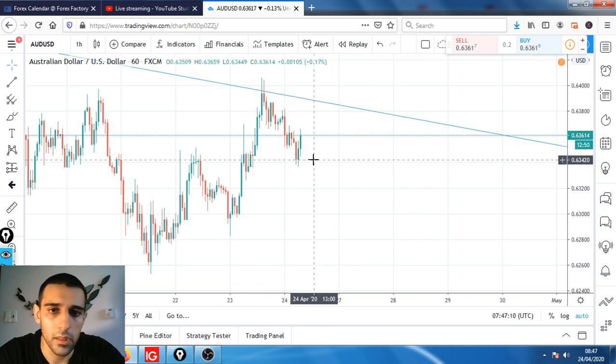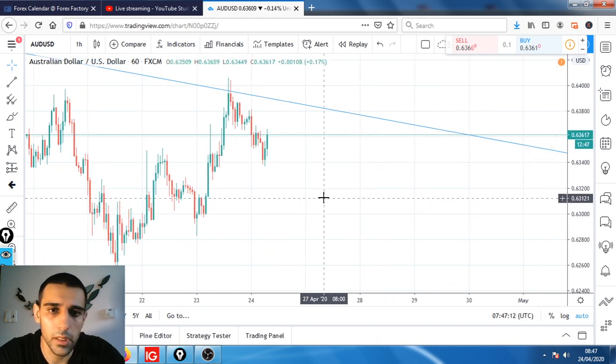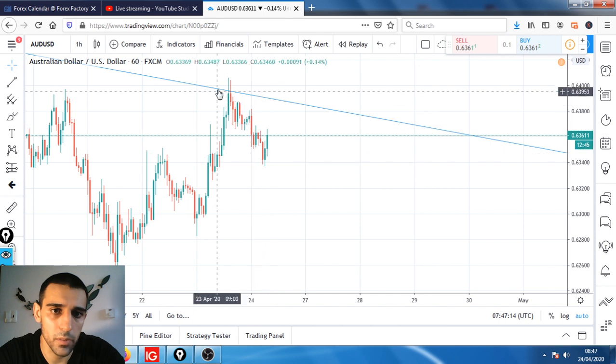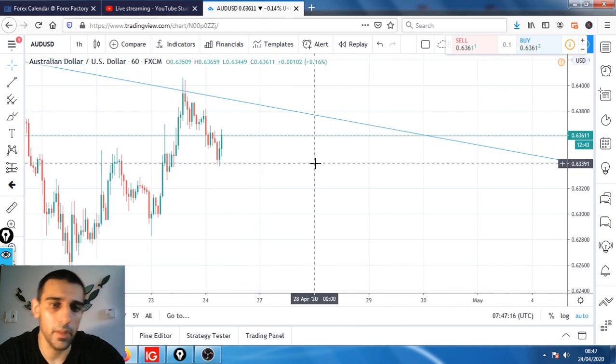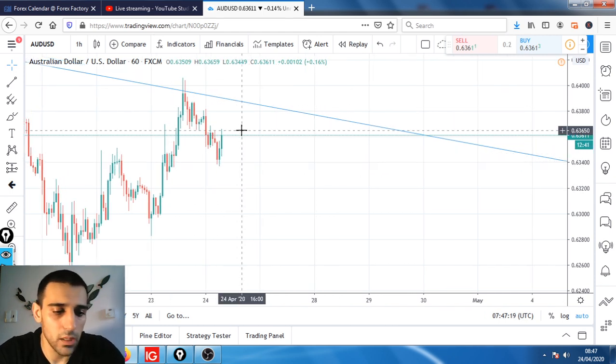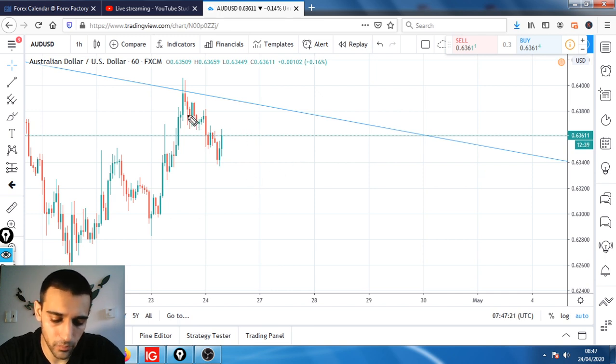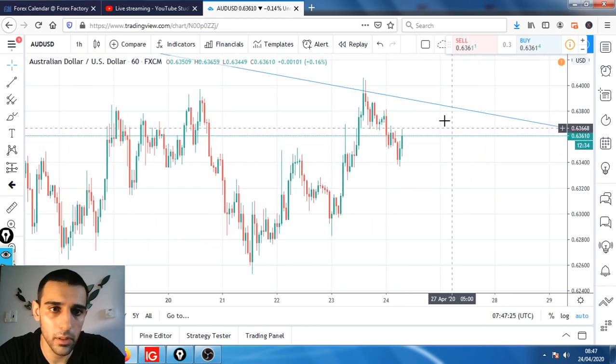I can't remember, was it this one? No, the 1-hour time frame looks good. On the 4-hour it's a bit choppy, so it's been going down and it's coming up now. So on this occasion, let me move this one here.